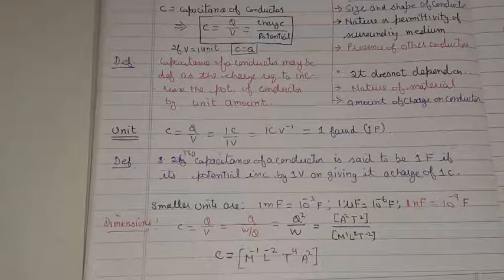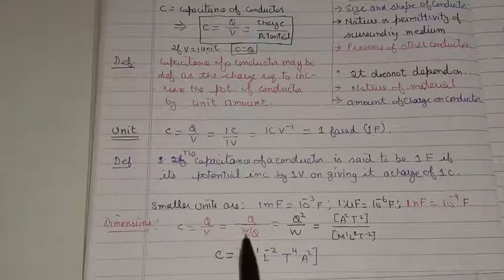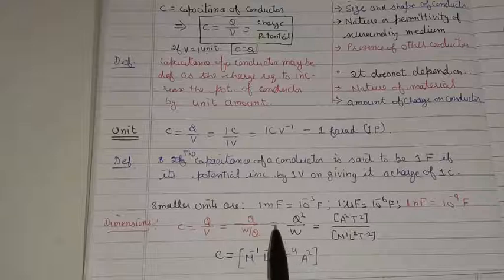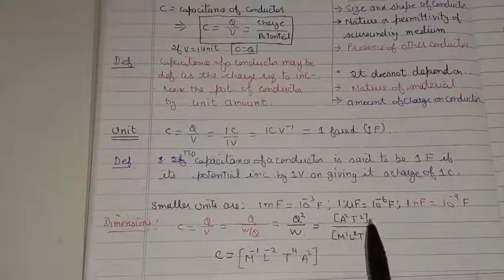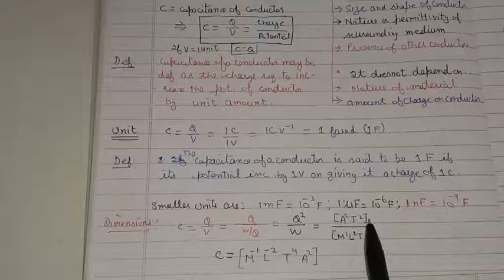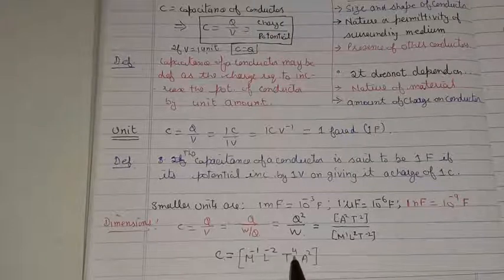Dimensions of this quantity. We know that C is equal to Q by V, and potential is work done per unit charge. So this makes the equation equal to Q square over W. If we substitute the dimensions of charge and work done, we get the dimensions of the capacitance, which is M-1, L-2, T4 and A2.